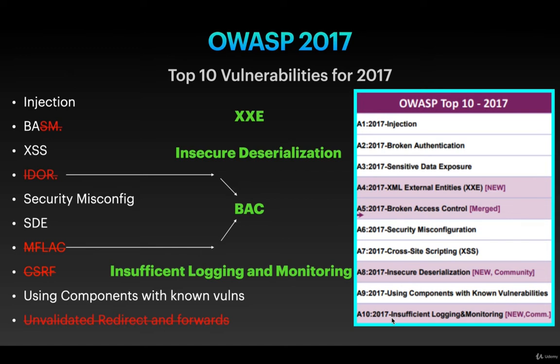So what are the key differences between 2013 and 2017? There are basically 4 key differences. What are those? The first one is XXE, the second is insecure deserialization, the third is BAC, which is the combination of IDOR and missing functional level access control, and the last one is insufficient logging and monitoring.